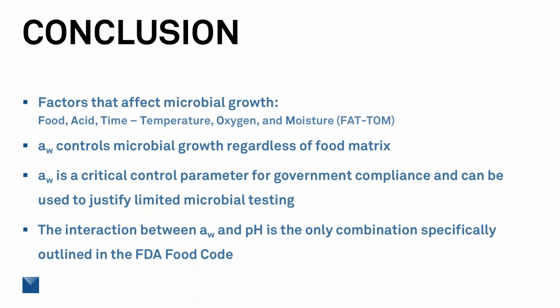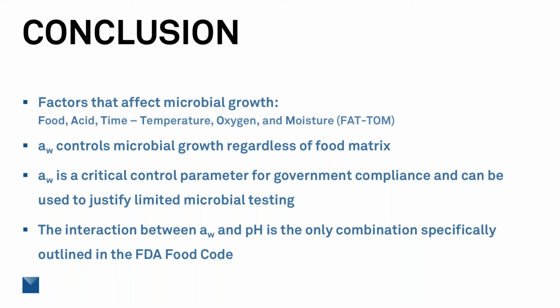All right, so in conclusion, we have the factors that affect microbial growth, which are food, acid, time, temperature, oxygen, and moisture, or you can refer to that as Fat Tom, which I think is funny, but effective. We have that microbial growth can be controlled by water activity regardless of food matrix, and you can't say that about some of the other things.